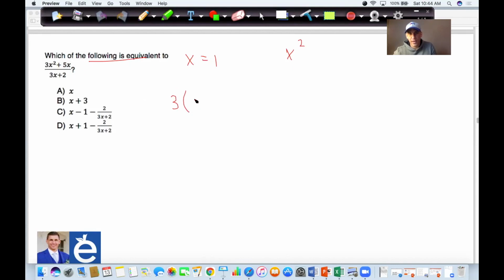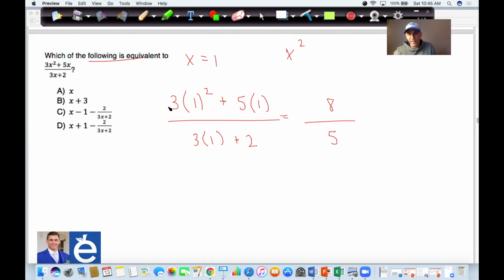I get 3 times 1 squared plus 5 times 1, and then over, I get 3 times 1 plus 2. So the bottom here, right, 3 times 1 is 3 plus 2. This will give me 5. 1 squared, remember order of operations, is 1. 1 times 3 is 3. 5 times 1 is 5. So here I get 3 plus 5, and this should give me 8.